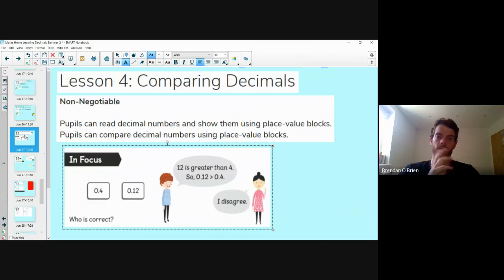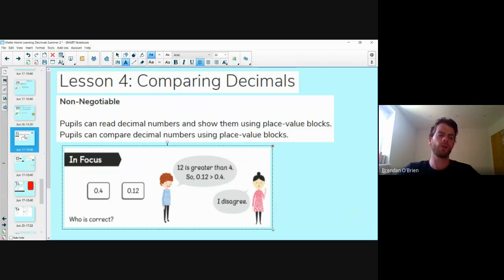comparing decimals. So lesson 4 today is on comparing decimals. Our non-negotiables. Pupils can read decimal numbers and share them using place value blocks. Well, we've just been looking at place value blocks. Pupils can compare decimal numbers using place value blocks. So we're looking at using those blocks. Obviously, we don't have any physically in our hands, but we're looking at using those blocks that we've been looking at to compare and read decimal numbers.